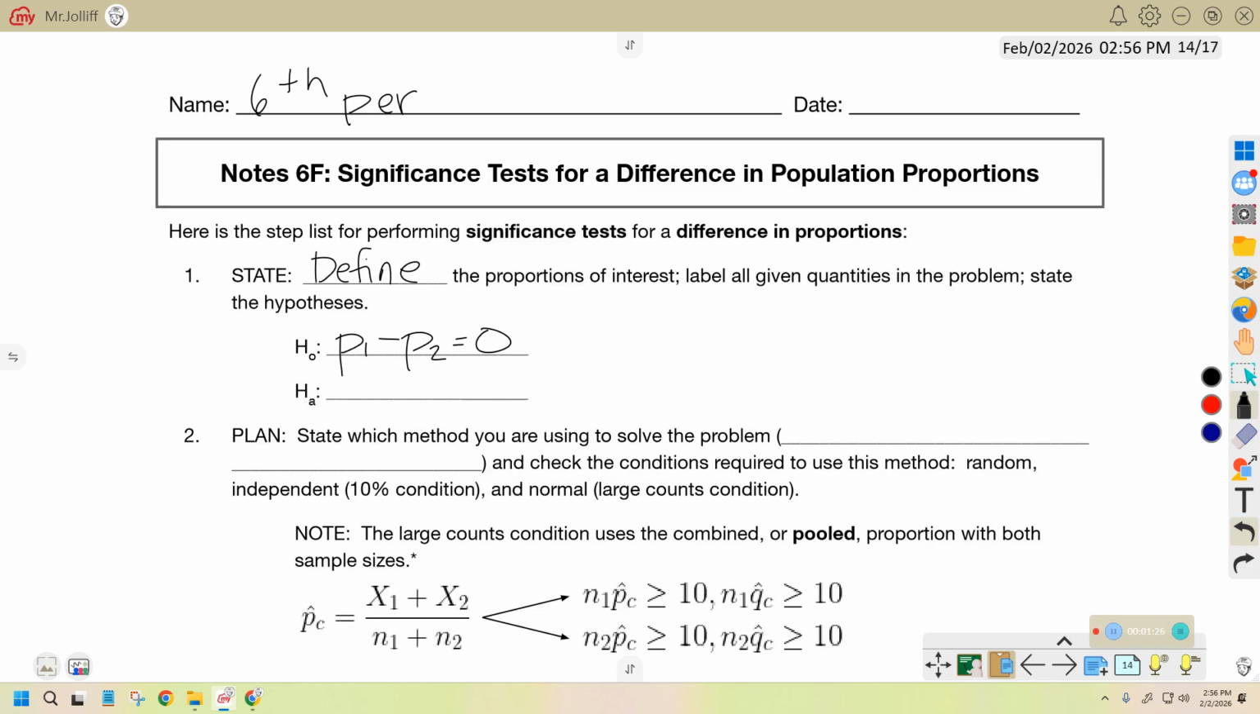So another way you will see that written is P1 equals P2. When I teach this at the college level, that's the version that the textbook I teach out of uses. P1 equals P2. The one in black is the one the AP board is going to use. They're both saying the same thing, that there is no difference between those two proportions.